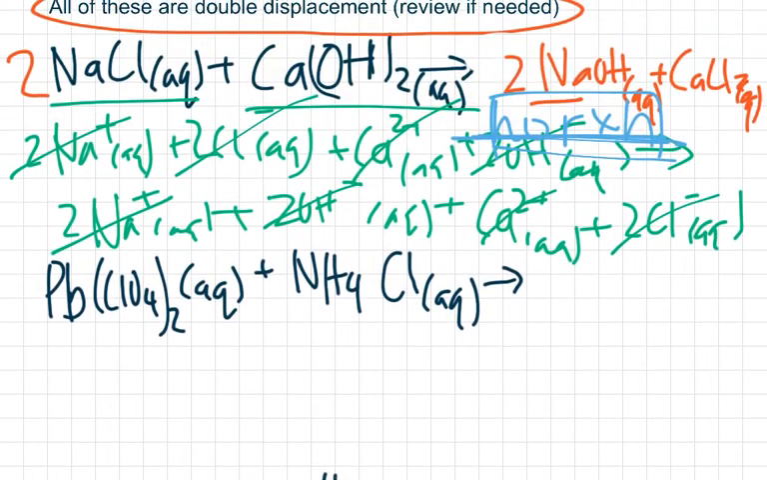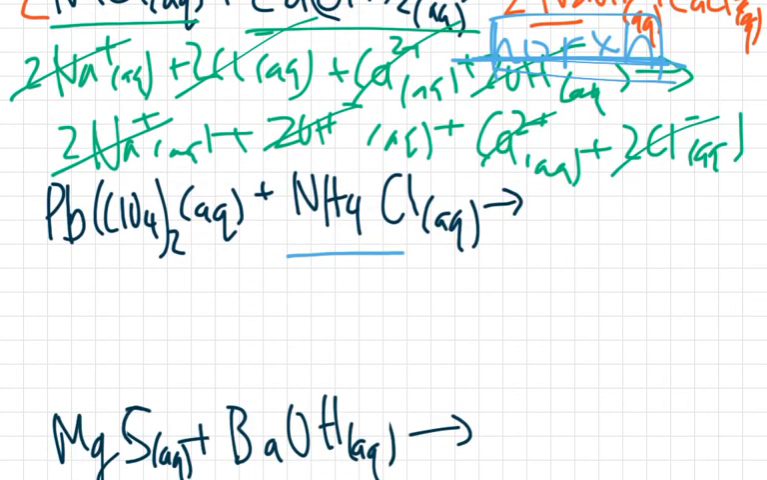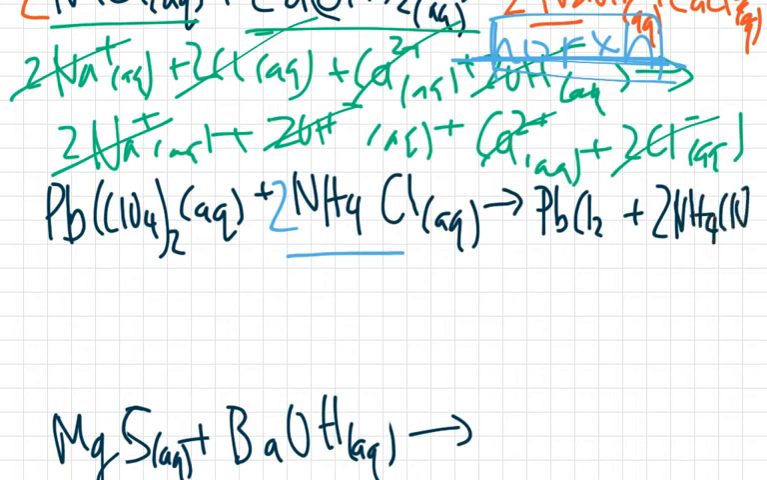Now what about this? Lead 2 perchlorate plus NH4Cl will give us what? Well, let's do some mixing up, and we have to balance things first, so I will put a 2 here, and that should work things out. So lead 2 chloride plus 2 NH4ClO4, so ammonium perchlorate. What a large chemical formula, honestly.